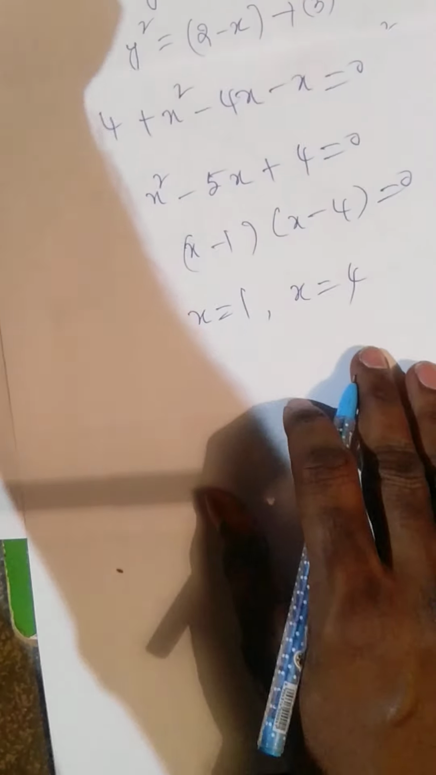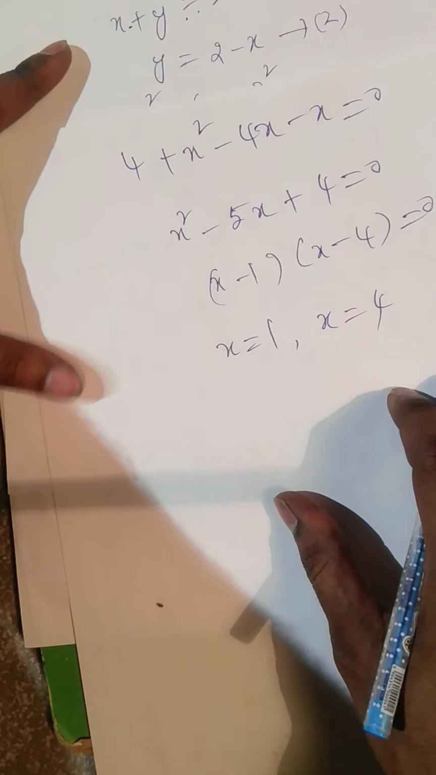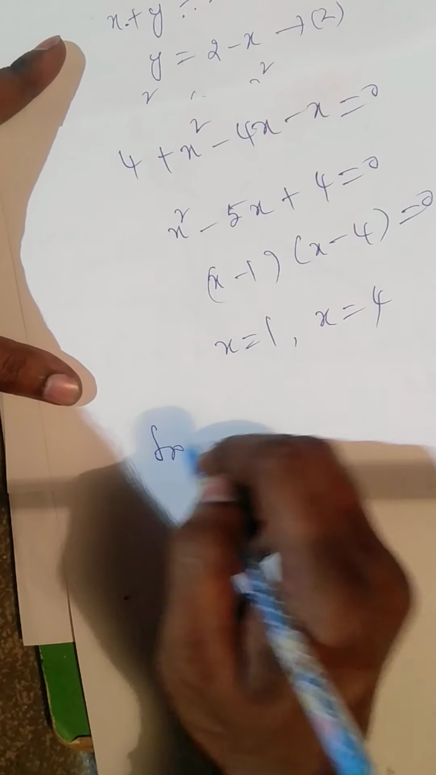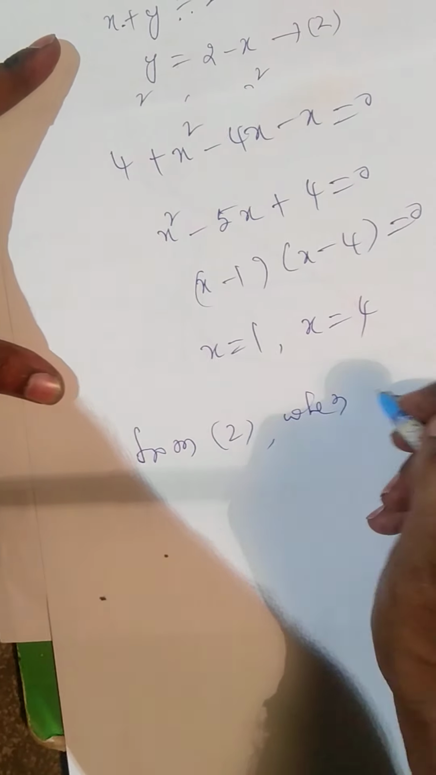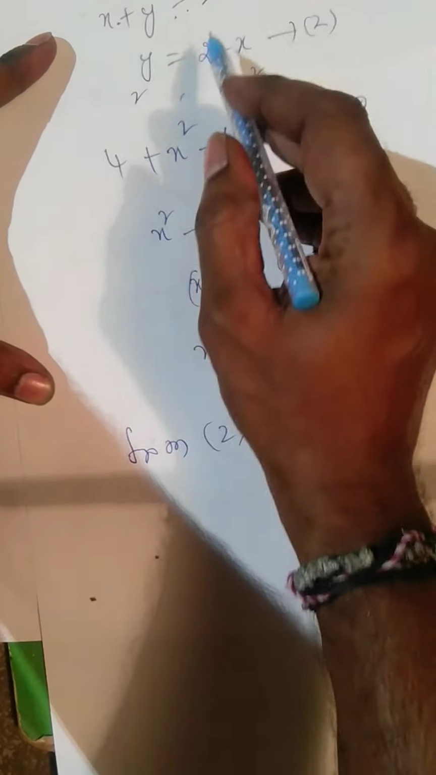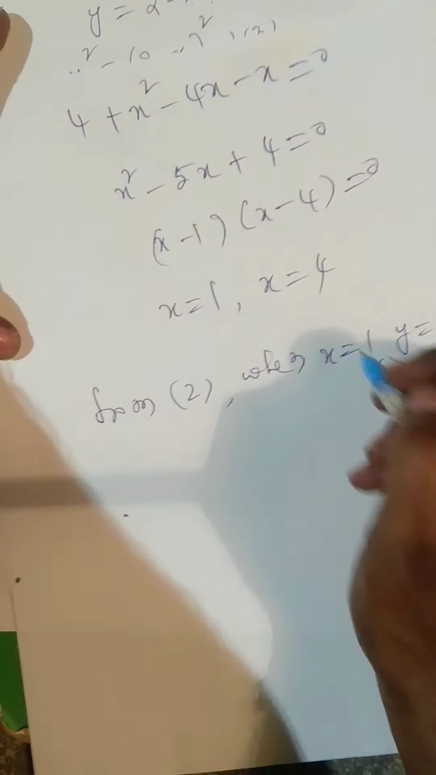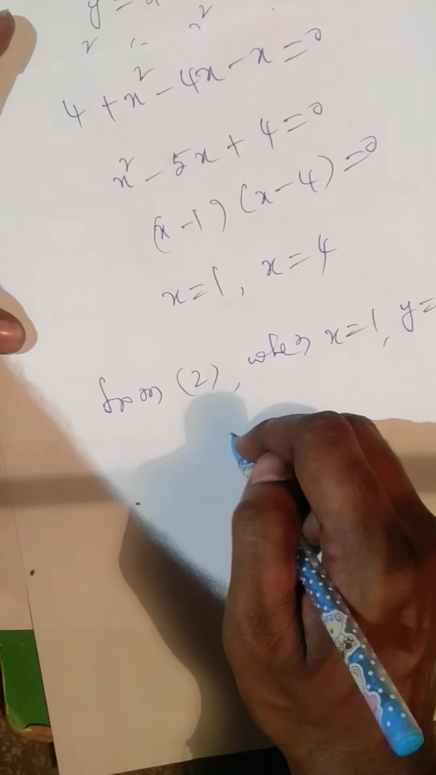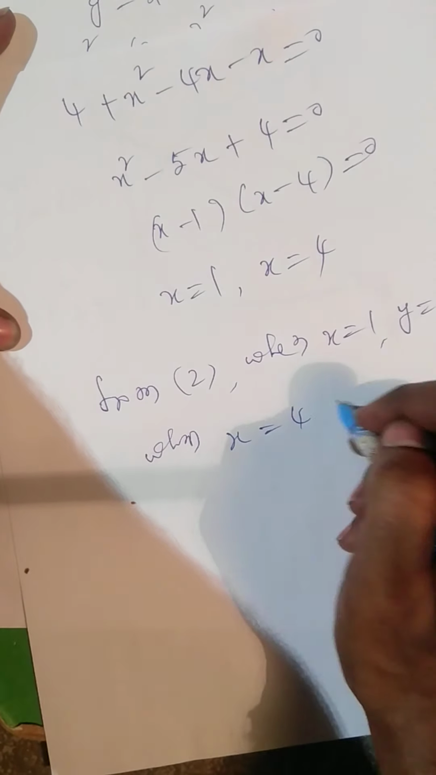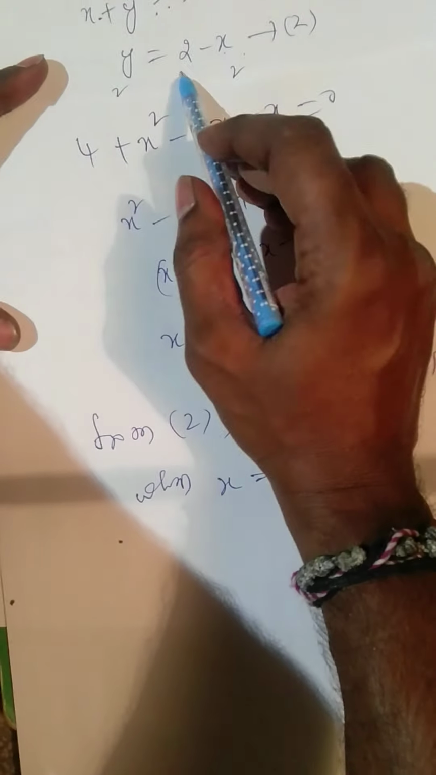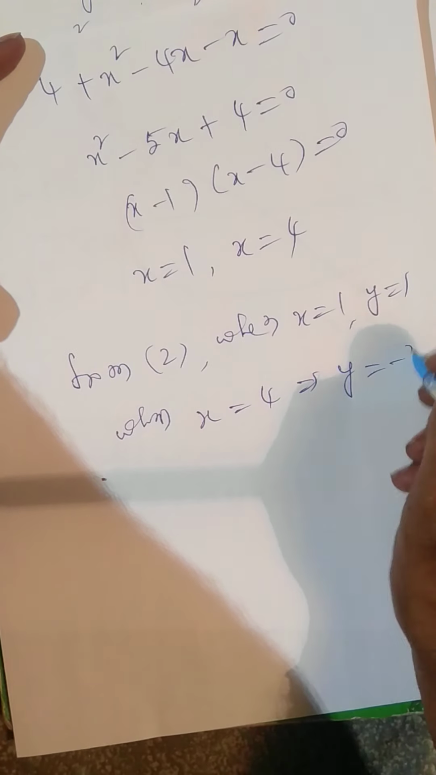Now you can take any equation, substitute the x value, and you'll get the y value. Suppose you take equation 2. When x equals 1, what is the y value? 2 minus 1 is 1, so y equals 1. And when x equals 4, replacing x equals 4 in equation 2, y equals 2 minus 4, which is minus 2. I'll get y equals minus 2.